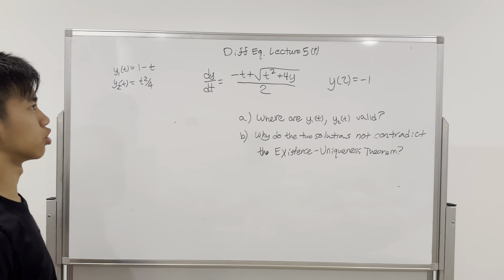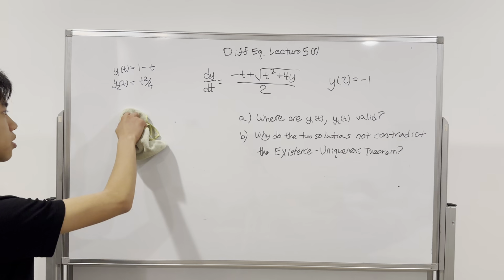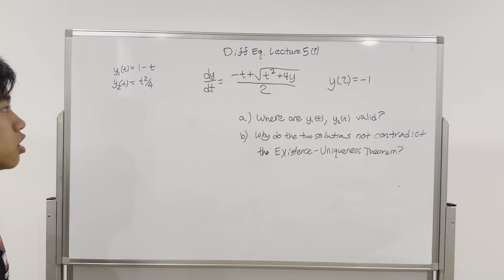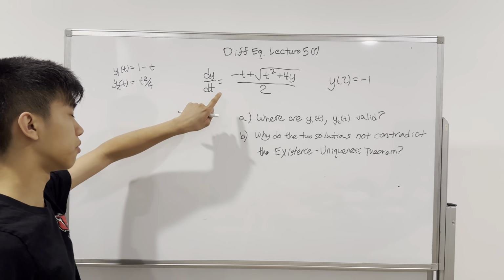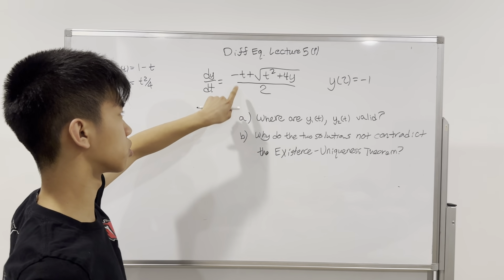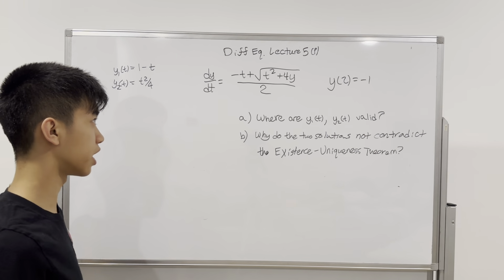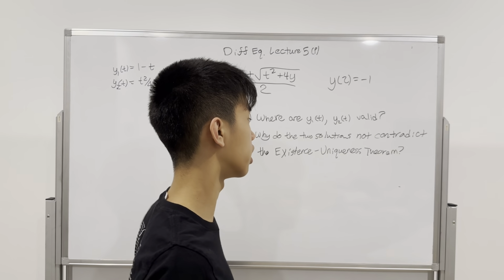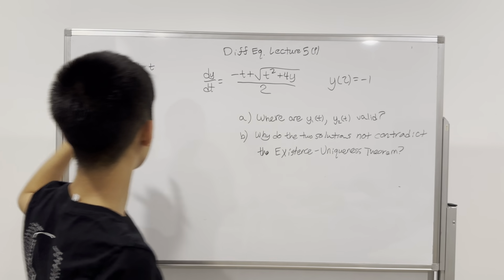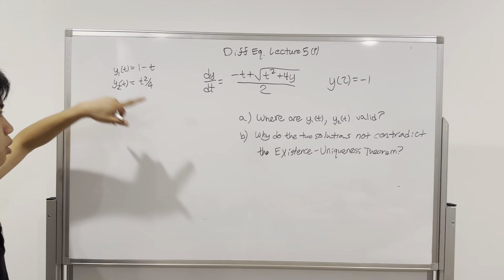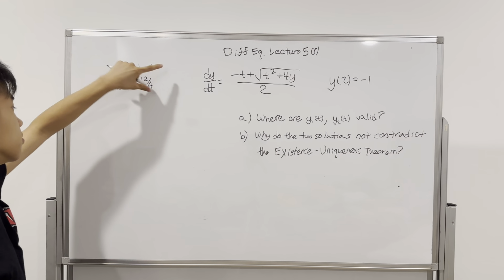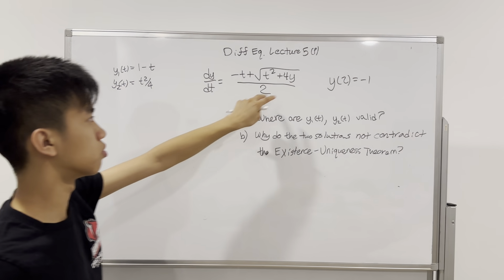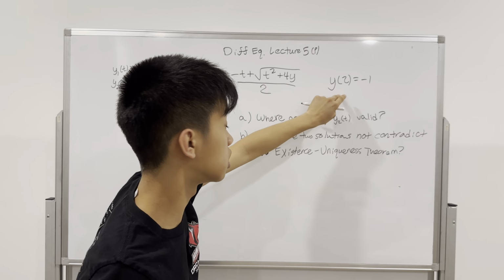Okay, YouTube. So in this video, I'll be covering a practice problem that reviews everything that we learned in lecture 5. To start off with, we have this differential equation dy/dt equals (negative t plus the square root of t squared plus 4y) all over 2. And we have these initial conditions, y of 2 equals negative 1. With these initial conditions, whoever came up with this problem was able to figure out that these are solutions to this given these conditions.